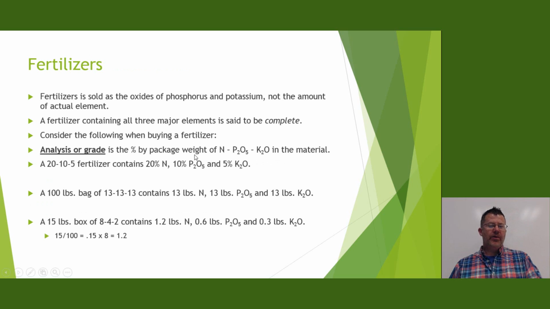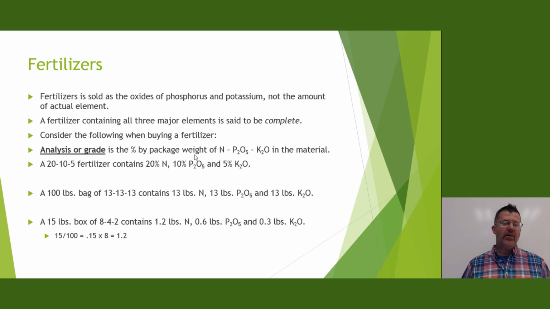Fertilizers. They're sold as the oxides of phosphorus and potassium, not the amount of actual element. Remember, we just talked about the conversion rates. A fertilizer containing all three major elements is said to be complete. Consider the following when buying a fertilizer, and this is over the next couple of slides. We want to consider the analysis or grade. It is the percent by package weight of nitrogen, phosphorus, and potassium in the material. So a 20-10-5 fertilizer contains 20% nitrogen, 10% phosphorus, and 5% potassium.